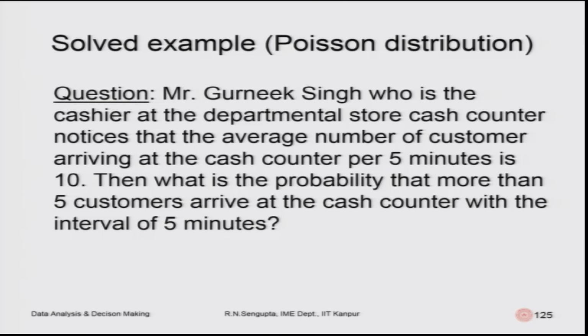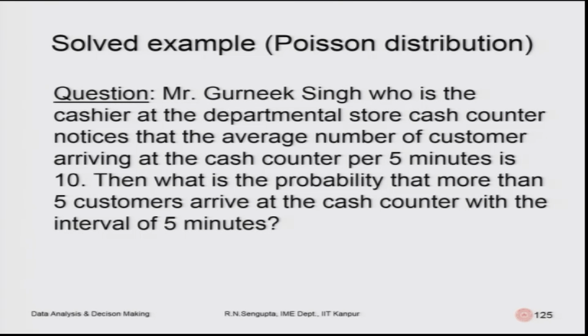We will consider here an example. Mr. Gurnik Singh, who is the cashier in the departmental store cash counter, notices that the average number of customers arriving at the cash counter per 5 minutes. Now, this case of 5 minutes is basically the inter-arrival timing. So, some time difference you are taking based on which you are trying to find out what is the total number of customers arriving, and so on and so forth.